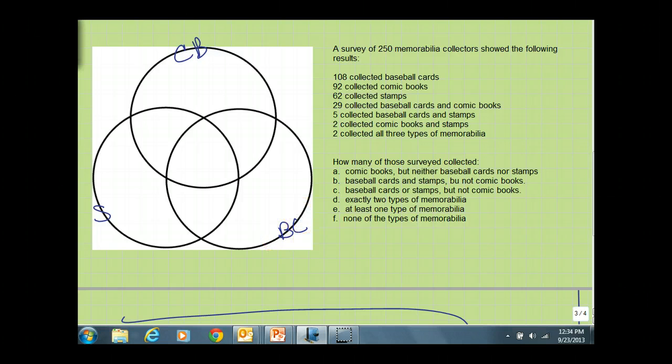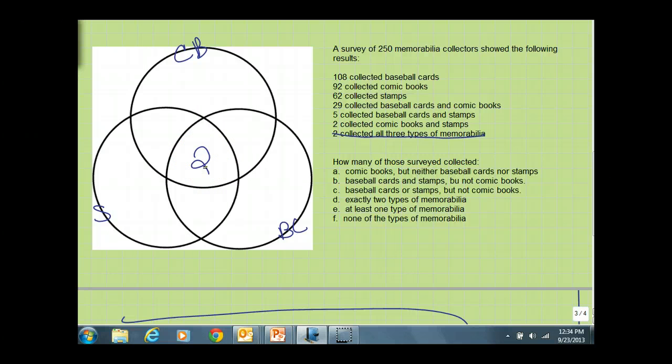All right, so on this one, like I said earlier, if you have a paragraph form, it's better if you start off on making a list, which I have done already for you here. So we want to go from the center and work our way out. So which number are we concerned with right now? The bottom one. 2 collected all 3 types of memorabilia. I'm going to mark it off and put it right here. Okay?